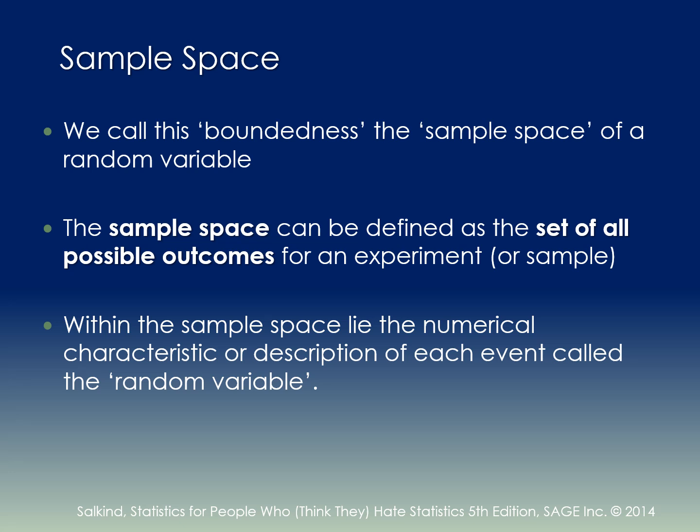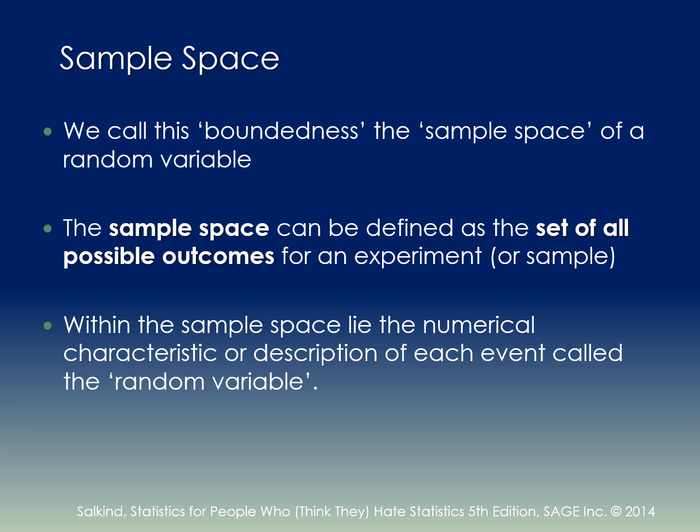That's an experiment. So when I flip a coin, that's the experiment. And so what are the outcomes going to be when I flip a coin? It's either going to land heads up or tails up, one of the two. And so within the sample space lie these numerical characteristics or descriptions of each one of these events. And this is called the random variable.